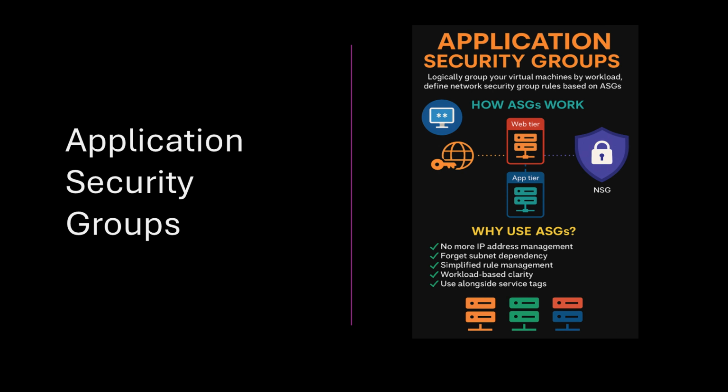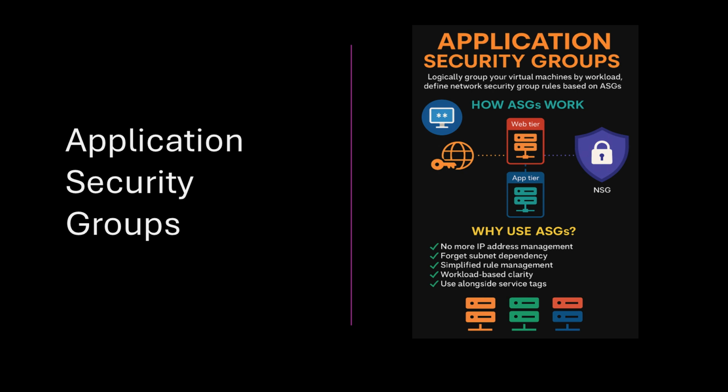Everything becomes clearer because your infrastructure is organized by what each part actually does, like front end, app processing, or data storage. And when you pair ASGs with service tags, you can handle both internal workload security and external Azure service access without getting bogged down by constantly changing IP ranges. It's a cleaner, smarter, and more scalable way to protect your applications.